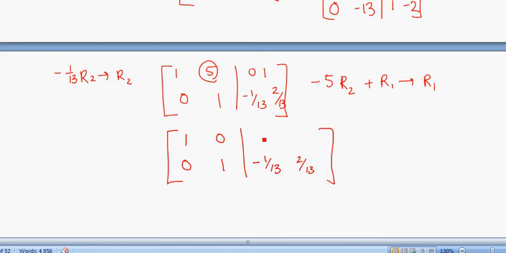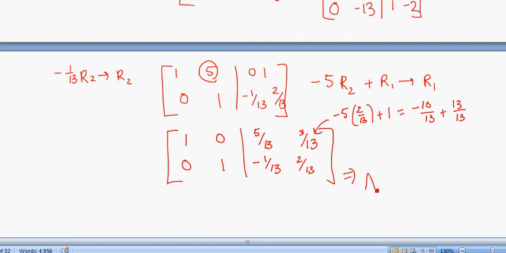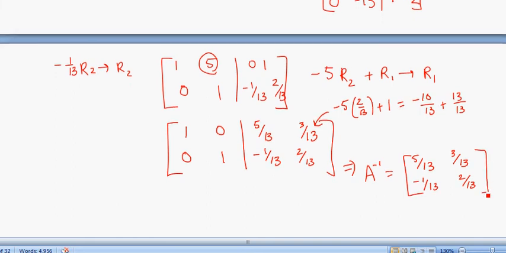So let's just finish this part up here. If I take negative 5 times negative 1/13, and then I add it to row 1, so that's 0. So I'm going to get 5/13. And then if I take negative 5 times 2/13, so it's negative 10/13, plus 1, so let's actually write this right here. So we're taking negative 5 times 2/13 plus 1, but that's negative 10/13 plus 1, which I can think of as 13/13. So when I add those things together, I'm going to get 3/13 here. Okay, so this tells me that A inverse is the matrix 5/13, 3/13, negative 1/13, and 2/13. And we could have used an online calculator to find this pretty quickly, but I'm reminding you that we do know how to do this the long way.